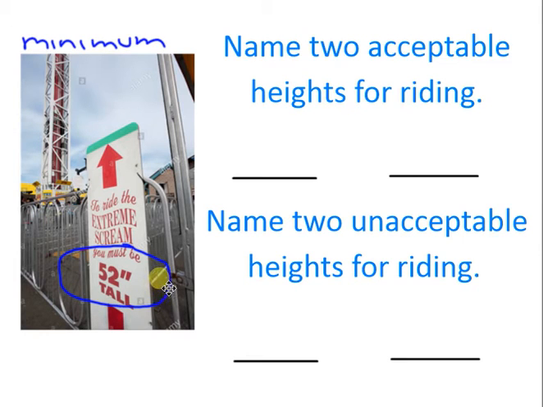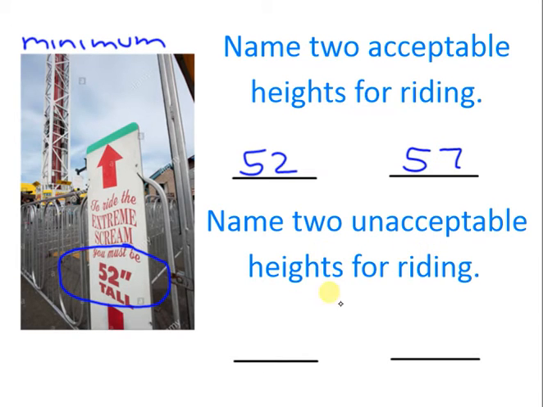So what are two acceptable heights for riding this ride? Okay, well, for one, you could be exactly 52 inches tall. So you can probably think about a time when you went up to the sign at a ride and you just exactly touched that line that you were supposed to be at, okay? And you just exactly made it. Another acceptable height for riding might be 57 inches tall.